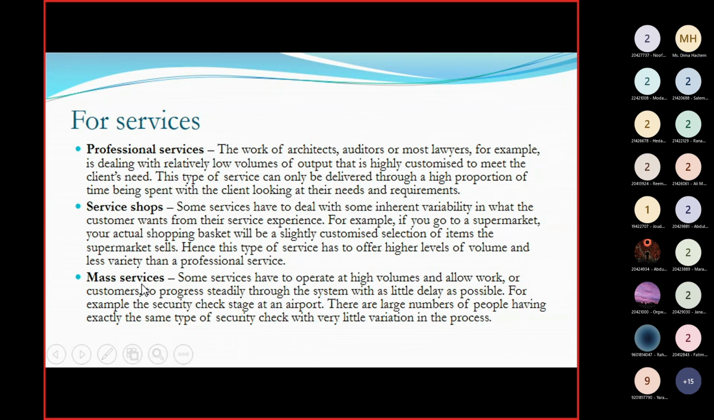Mass services. Some services have to operate at high volume and allow work or customers to progress steadily through the system with as little delay as possible. Mass services are examples like trains, buses, airlines, Disneyland. They provide the service for a big number of people. So these services must process people quickly and find ways to make it easier for people to pass through the service.